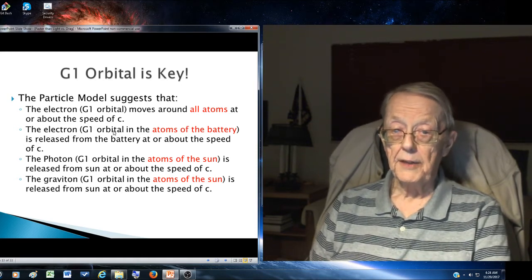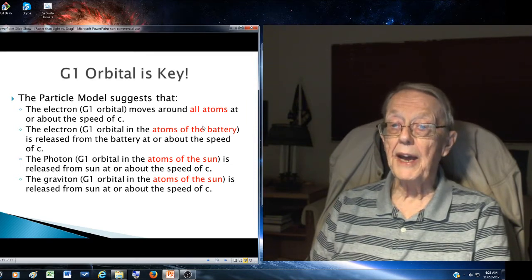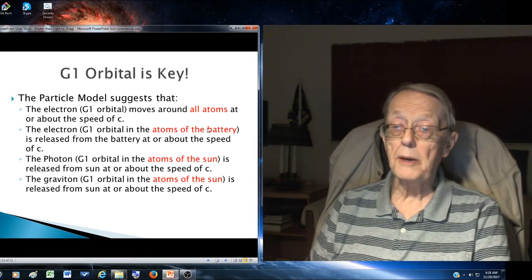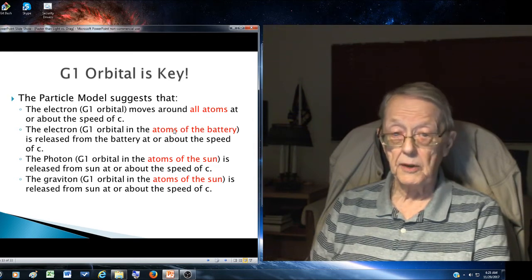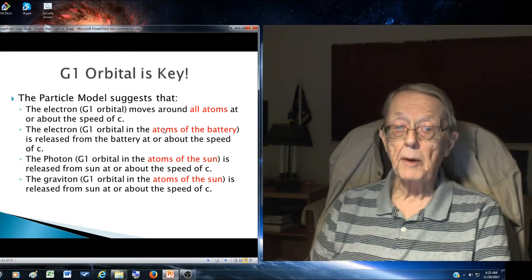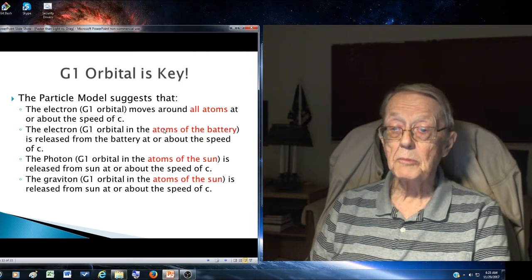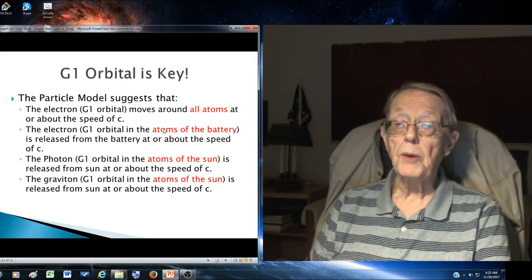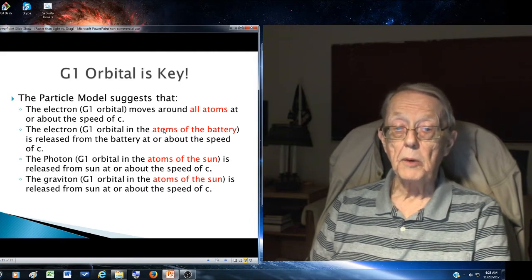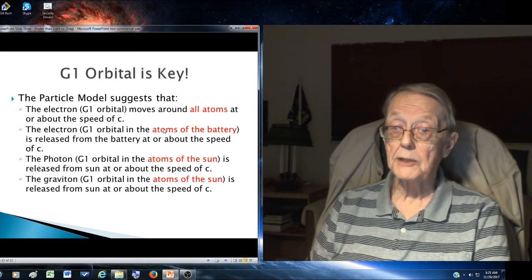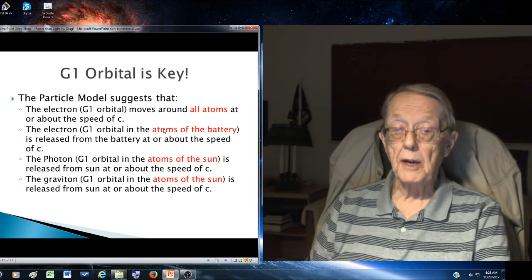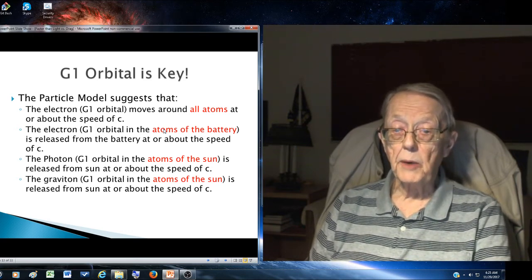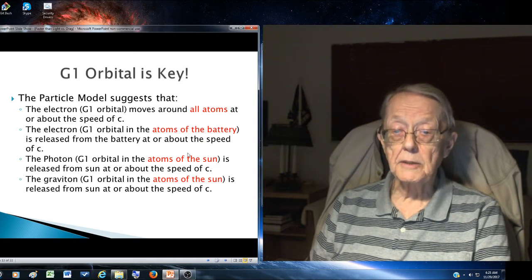Specifically, the electron, which is a G1 orbital in the atoms of the battery. You go to what the battery is made of in the anode and the cathode. There are electrons there, or in the particle model, there are G1 particles orbiting the atoms of the battery. And when they're released from the battery, they will be moving at or about the speed of c because they start as orbitals.